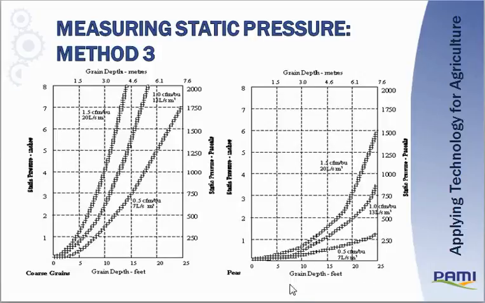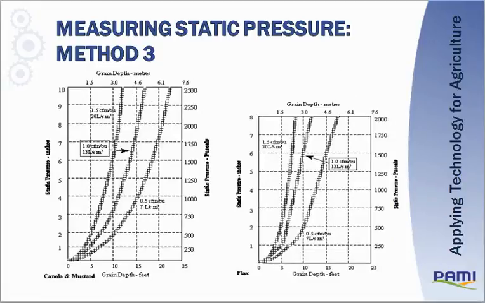If I go over to this chart for peas, and I look at 15 feet for peas at 1 CFM per bushel, I am barely above 1 inch of static pressure. So peas, because they're a much larger or coarser grain, they don't generate as much resistance to airflow as wheat.